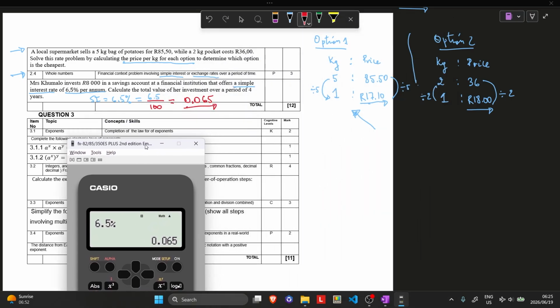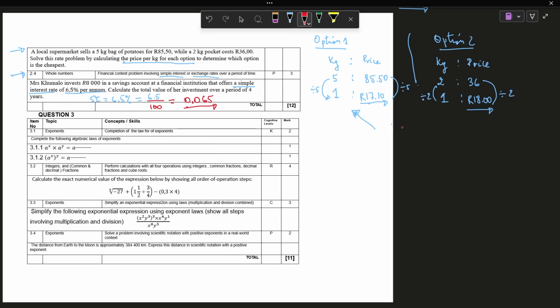Now remember, you learned in your financial math, grade 8, that the accumulated amount for simple interest problems equals the principal amount times 1 plus the interest rate times the number of years. And this is basically the formula. Now in this case, what is the principal amount? It's the amount that you invest, the one you started with. It was 8,000.